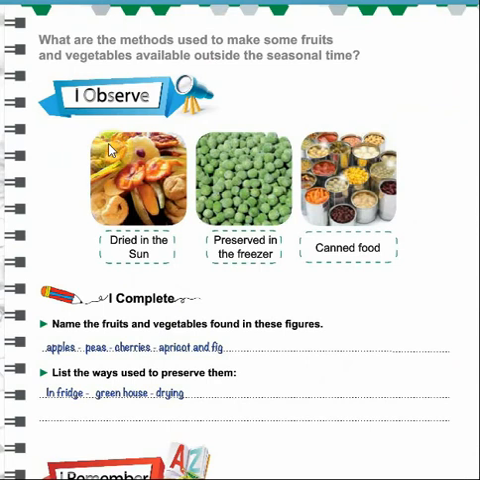But we should also remember that we can eat seasonal fruits outside their seasonal time. Okay, by preserving them in different ways. We can dry them in the sun, we can preserve them in the freezer, or preserve them as canned food.